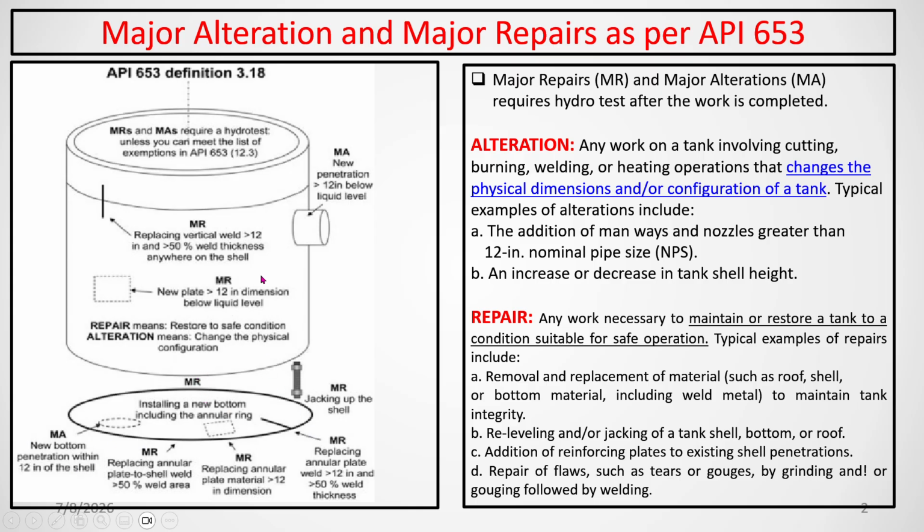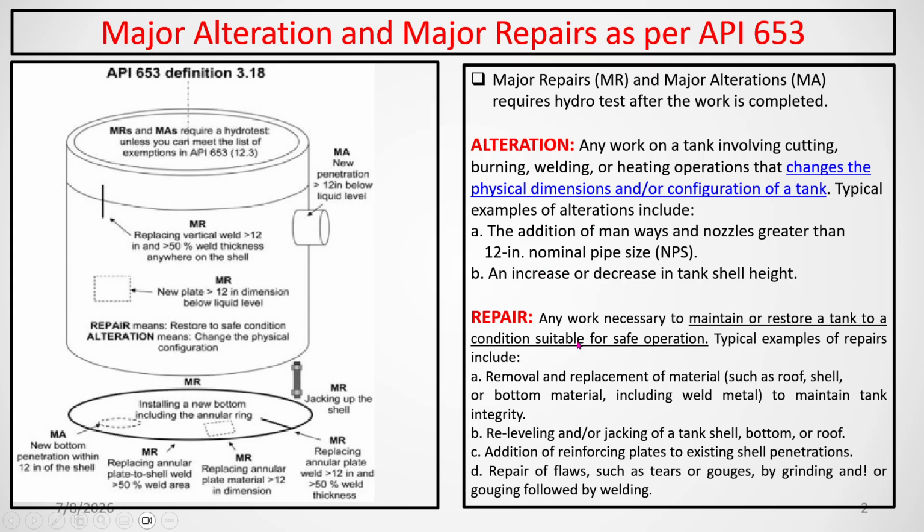So these are the requirements which I have already mentioned here, that is written here. The definition of alteration: any work on a tank involving cutting, burning, welding or heating operation that changes the physical dimension and configuration of the tank. Typical examples of alteration are the addition of a manway. If you want to add a manway nozzle greater than 12 inch nominal pipe diameter, then you have to go for major. This one is called the major alteration.